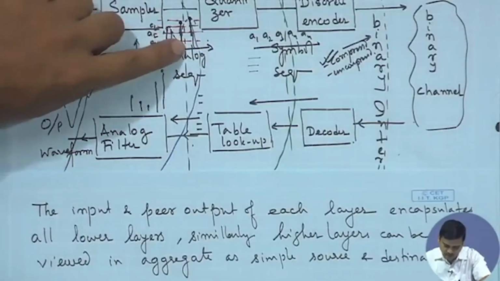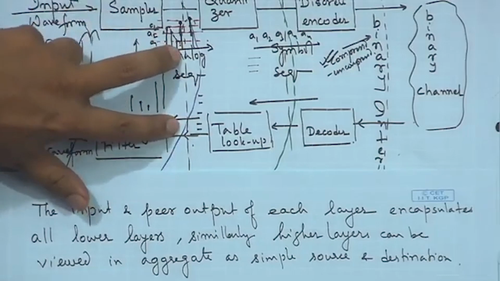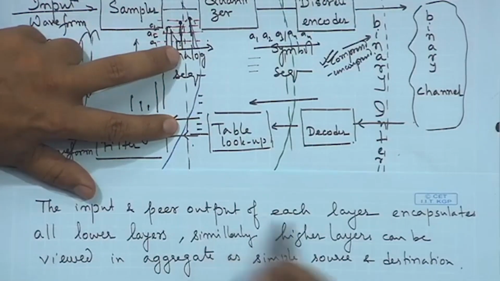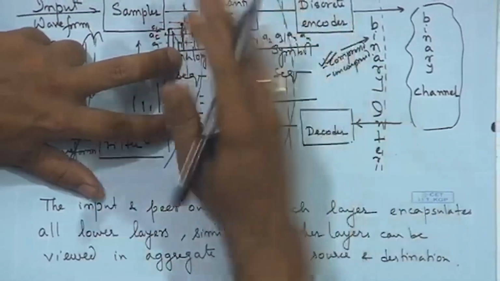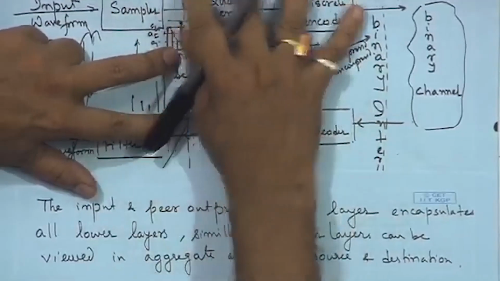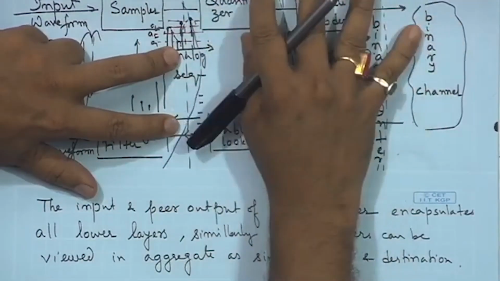So like we are seeing the lower layers, at any interface, when we talk about input and peer output, look at these two, they encapsulate all lower layers. That's what we have said. These inputs actually take care of these lower layers. We don't need to bother about it.